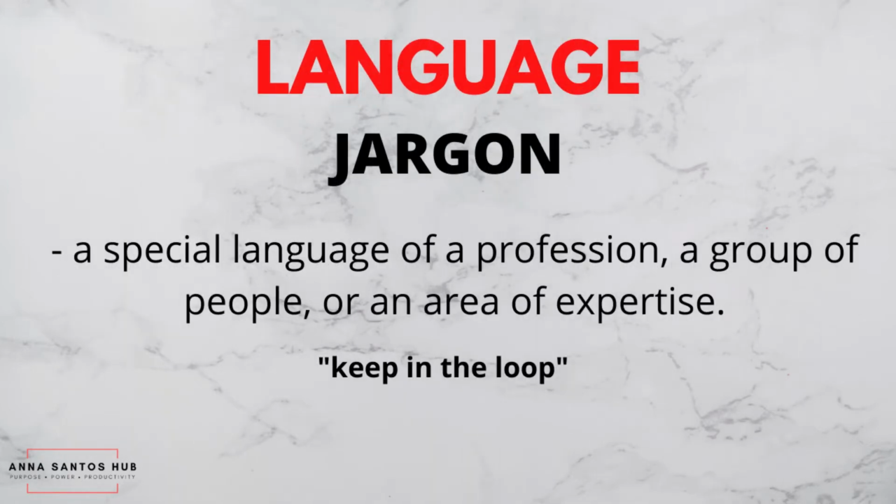Jargons are words that are used to express or describe the special language of a profession, a group of people, or an area of expertise such as medicine, law, or business that makes it quite confusing for others to easily understand their communication style. For example, in the English language, the phrase keep in the loop. I'll call you tomorrow and keep you in the loop. This simply means to get a person or persons informed about a particular plan or event. In other words, it's another way of saying, I'll keep you updated or informed.